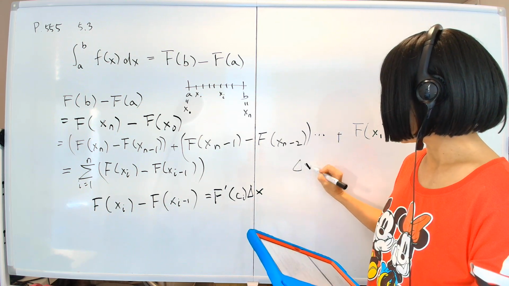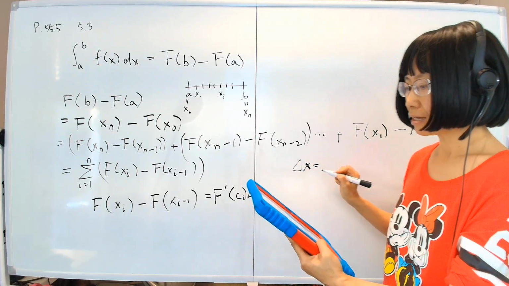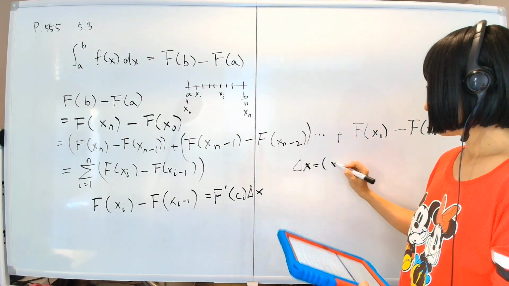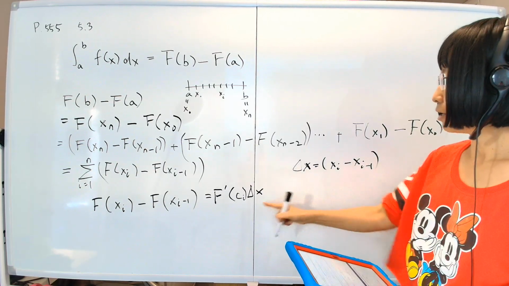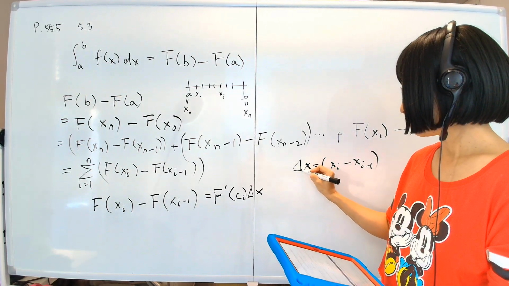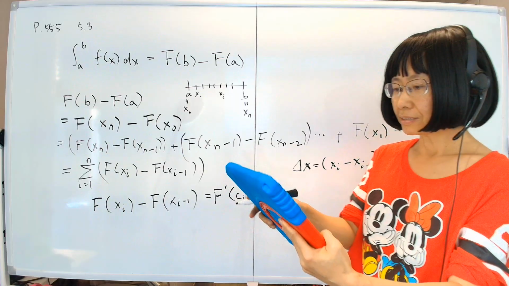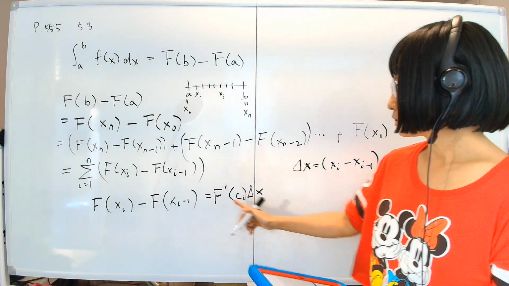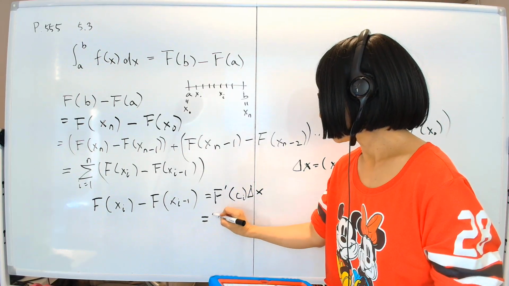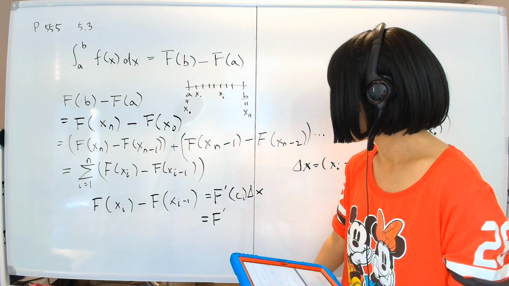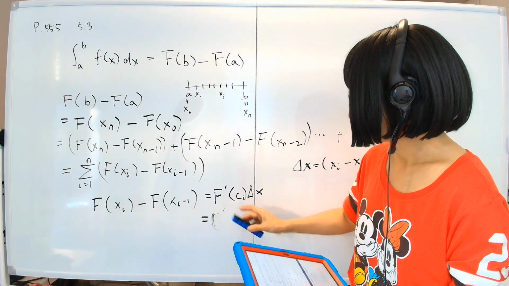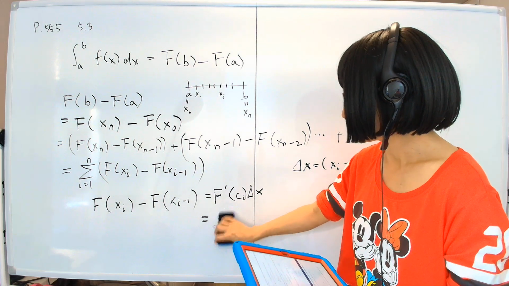Okay, to remind you what delta x is, delta x is xi minus xi minus 1. We call it delta x. It's one variable that has two symbols. So next we have, and what is big F? Big F prime of ci is the same as small f. The derivative of big F is the same as small f.